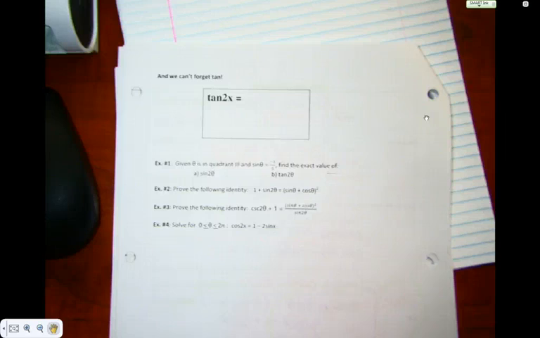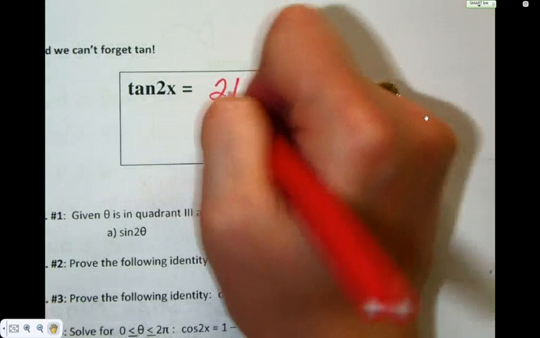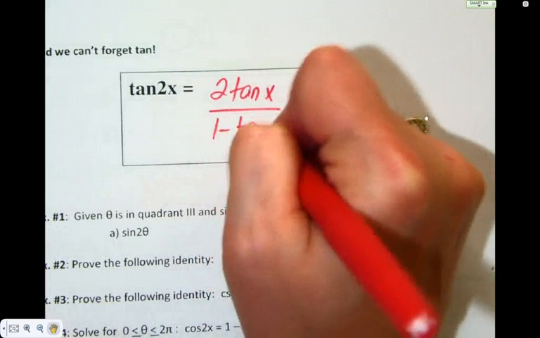And since we're talking about tan, we could do the same thing. We could prove it using tan alpha plus beta. We're just going to save the time. I'll just tell you what it is. Tan 2x equals 2 tan x divided by 1 minus tan squared x.